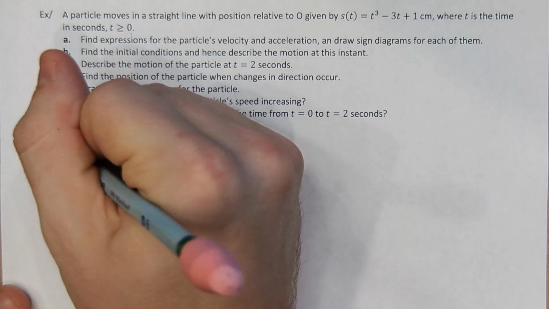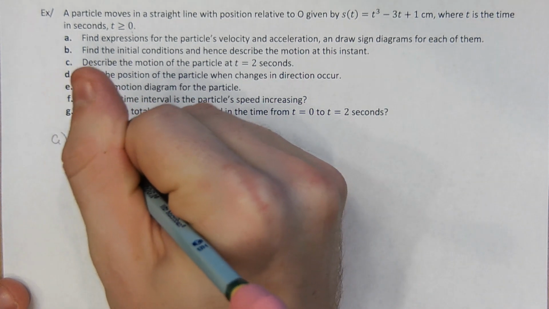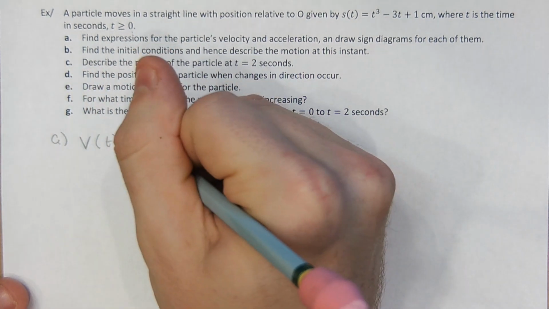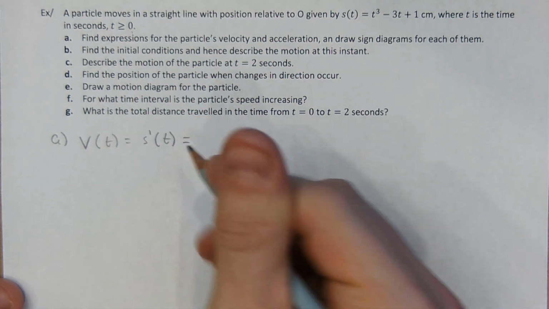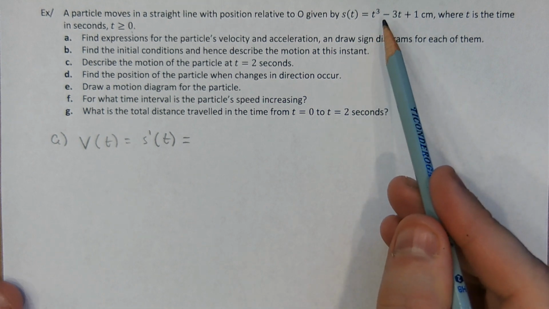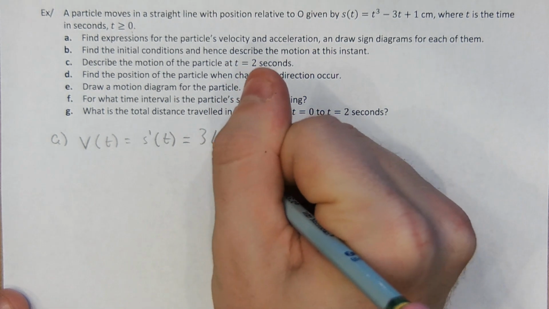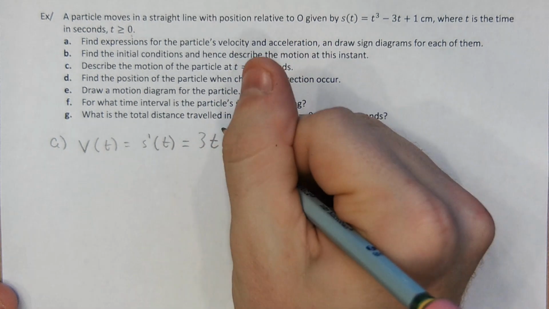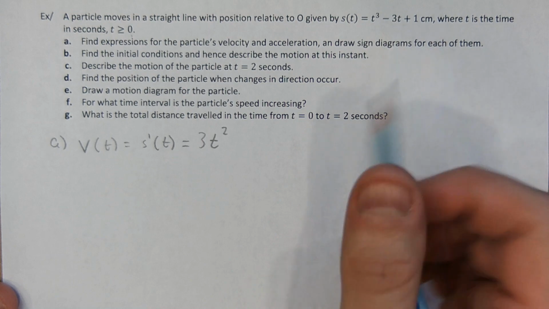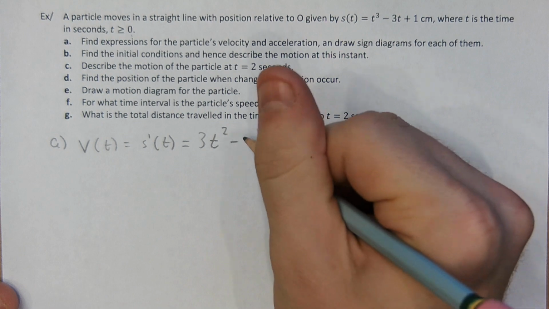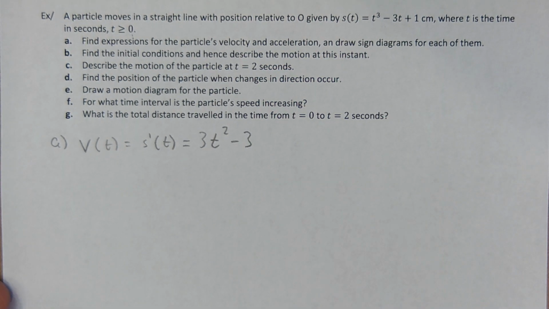Okay, part A says velocity. Well, velocity is s prime of t, the derivative of displacement. So for the derivative of this, we're just going to use our power rule. Bring the 3 down to the front, decrease the exponent by 1, and then right here, this is linear. The slope of every linear is the number in front of x, in this case t, so it's just going to be minus 3. There. That is our velocity function.